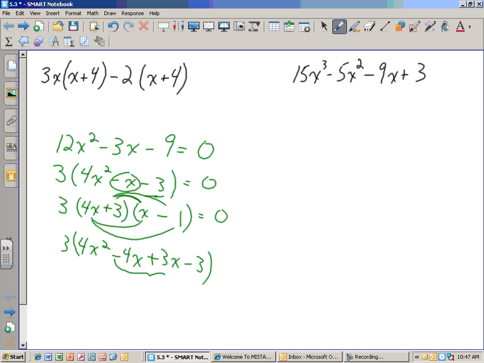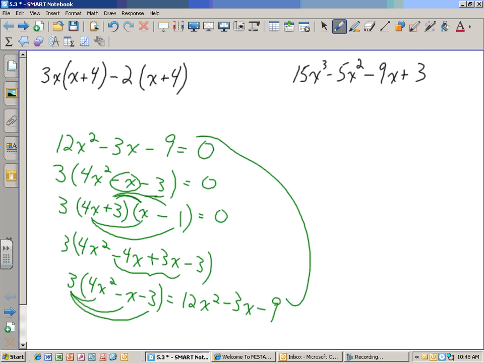If I combine these two middle terms, I have 4x squared minus x minus 3. And then when I distribute the 3, I will get 12x squared minus 3x minus 9. And that's what we started with. So if you do that to every problem, you're going to know if you're right or wrong. So there's no sense in me reading the answers. All right? You okay with everything so far?